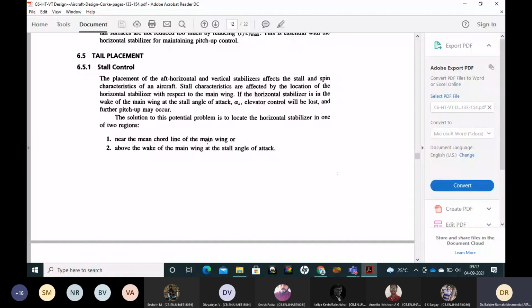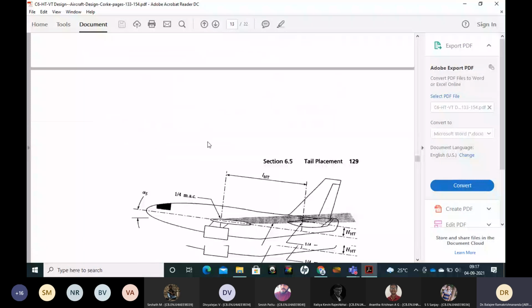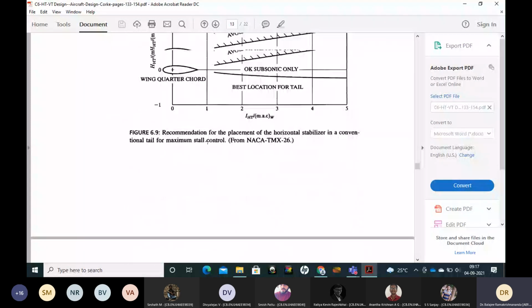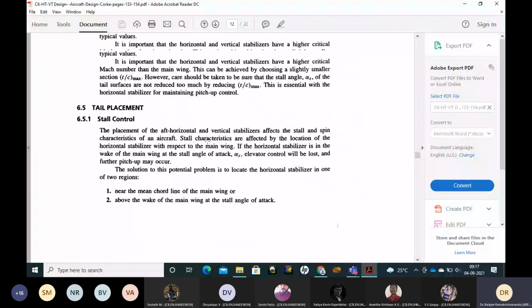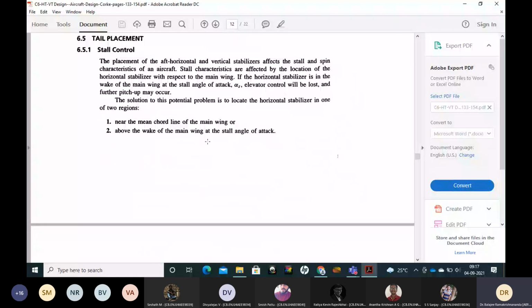Now for tail placement, as I told you already, you'll have stall control and spin control. When you say stall control, stall characteristics are affected by the location of the horizontal stabilizer with respect to the main wing. If the horizontal stabilizer is in the wake of the main wing at the stall angle of attack, elevator control will be lost. If you deflect the elevator, it won't have the desired effect. Maybe reduced effect or zero effect will be there.